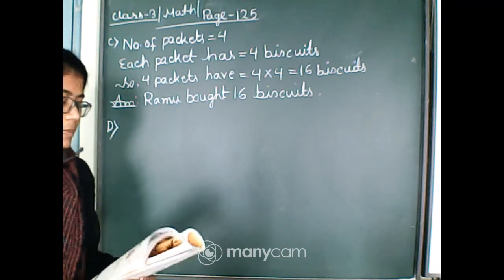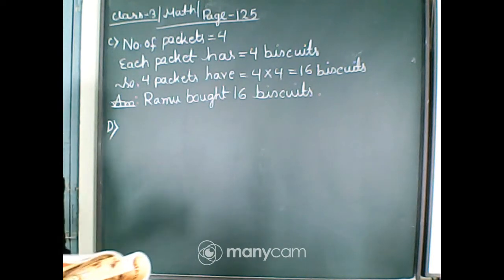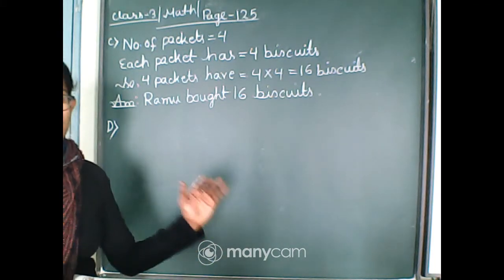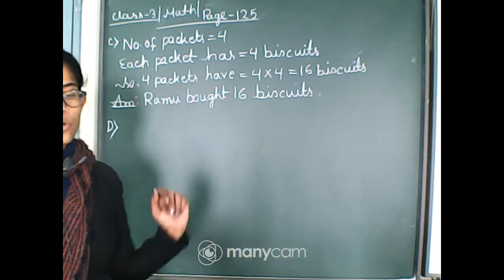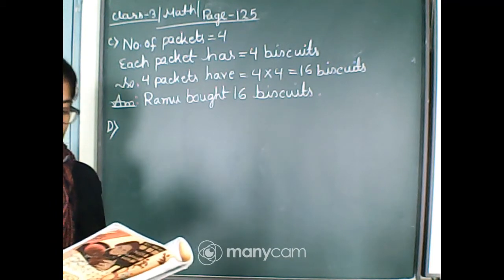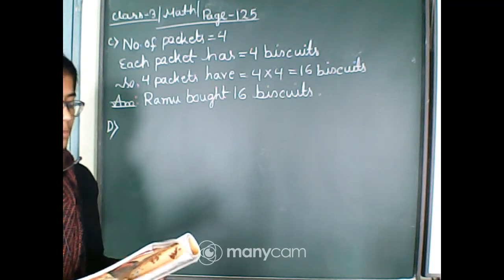now D number math. There are 12 desks in a classroom. Means you can say that there are 12 benches, or you can think. Desk means where usually you keep your school bag. Okay, each desk has 4 legs. Okay, what is the total number of legs of the desks?